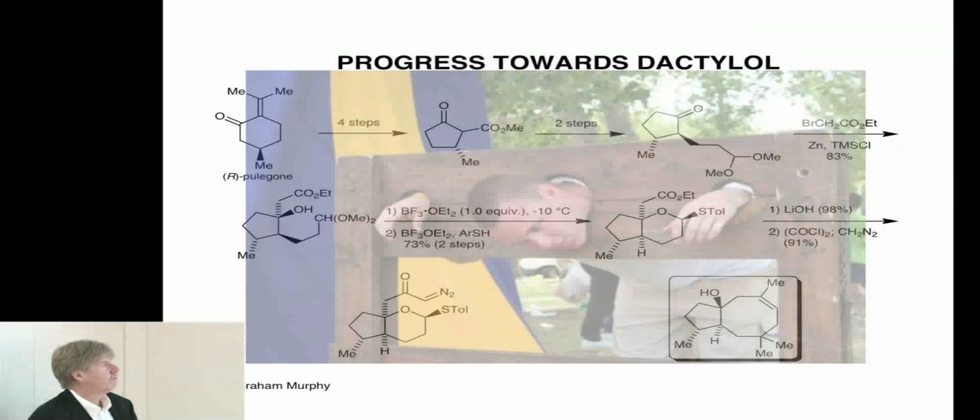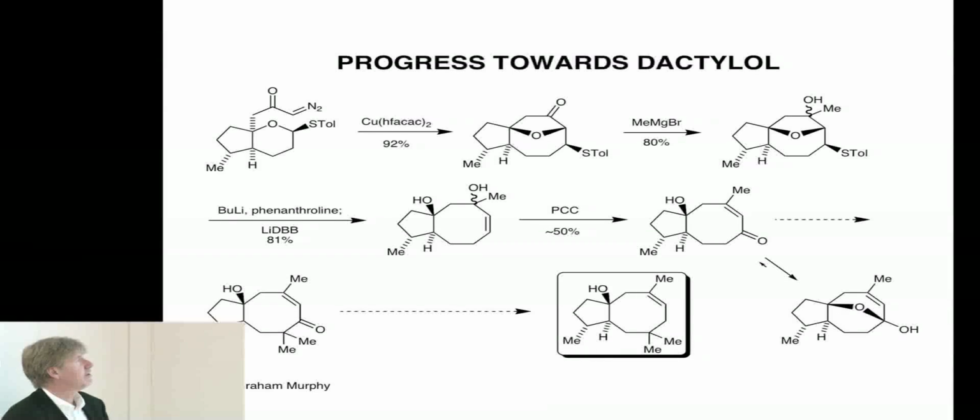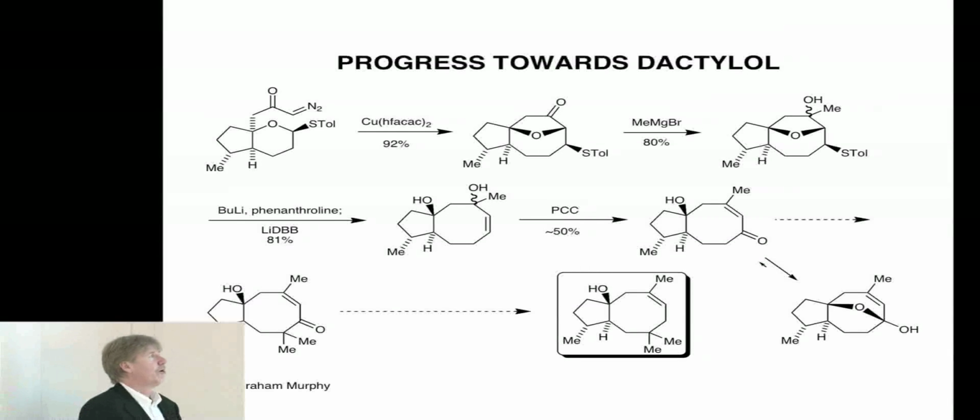And this is the work of Graham Murphy, who was my first University of Alberta PhD student. He's now a postdoc at University of Colorado with John Wood. And Graham took this compound and subjected it to our standard conditions, and in excellent yield and complete diastereoselectivity, we got this product. And furthermore, he found he could do a methyl addition into this ketone, and then the LDBB reduction to give us this diol.